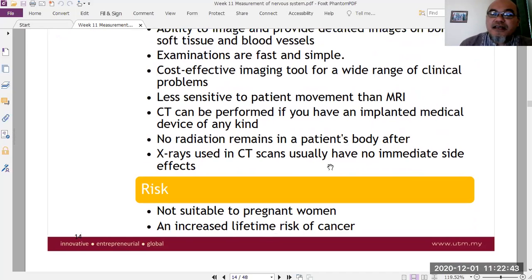X-rays used in CT scans usually have no immediate side effects because of the low intensity. Yeah, low intensity because it is being rotated. And then the body is in longer exposure compared to the two-dimensional X-ray. However, the intensity is lower than the conventional two-dimensional X-ray. Then how can we get a good image? Because we scan in 3 dimensions and then we reconstruct the image also in 3 dimensions.